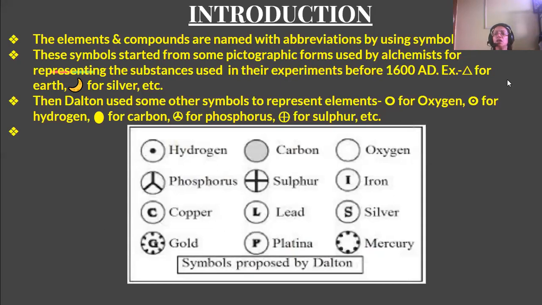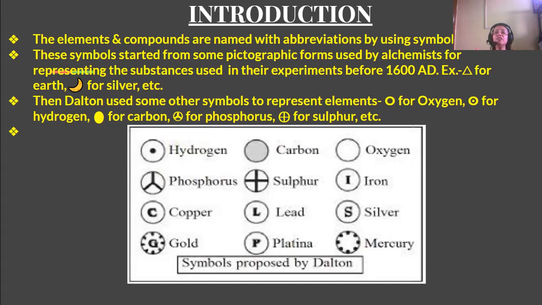Now we come to the elements and compounds, which are named by abbreviations using symbols and formulas. These symbols started from some pictographic forms used by alchemists to represent the substances used in their experiments before 1600 AD. For example, a triangle was used for the earth, and a crescent moon for silver, etc.